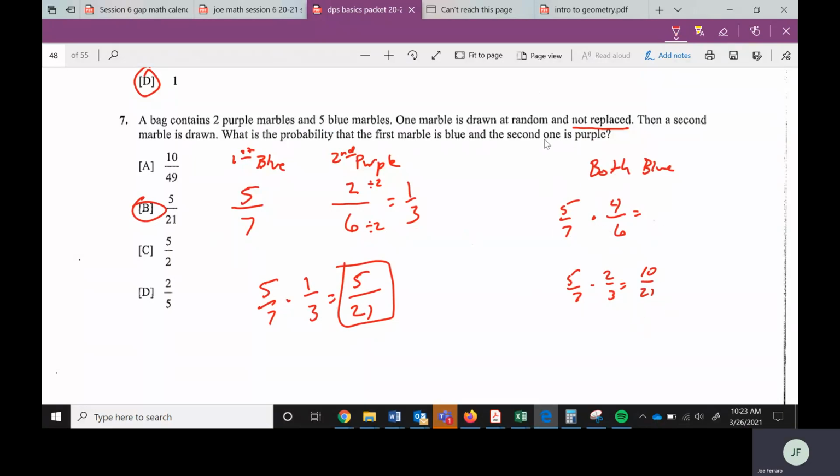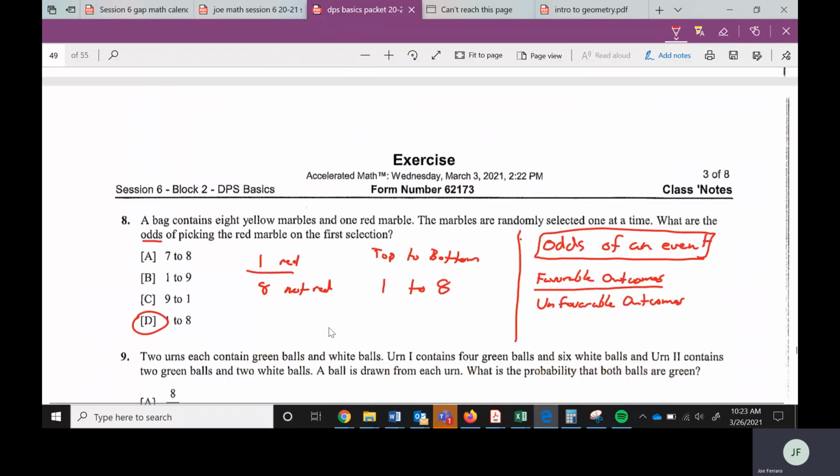So this doesn't have to do with the problem. This is just kind of an extra example just to show you that you're going to assume you got what you're looking for in the first one, and it could affect either just the bottom number or both the top and bottom, depending on what you're asking for the second one. Here we wanted the second one purple, and that didn't affect how many purples were in there when we chose a blue on the first. Okay, let's take a look at number 9.